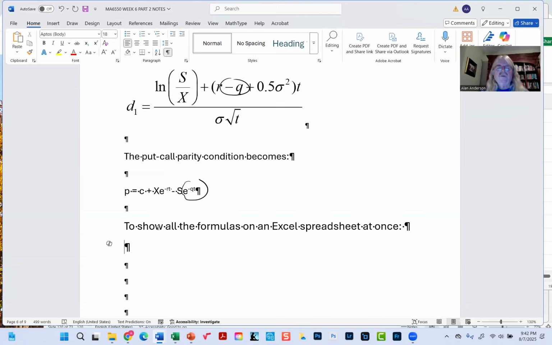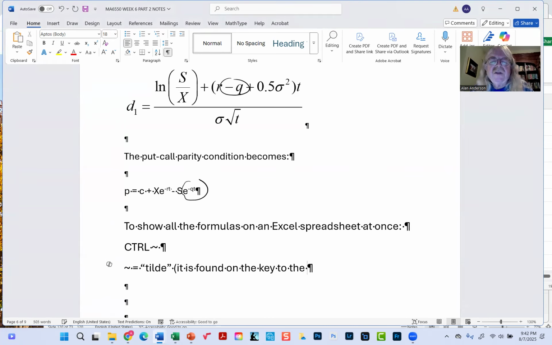you use Control. And by the way, this is the same on both the Mac and the PC, which is very unusual. Now, what is that symbol there? And where is it found on the keyboard? This is called tilde. Never see it in English ever. It is found on the key to the left of the one. It's been there your whole life. You never noticed it.